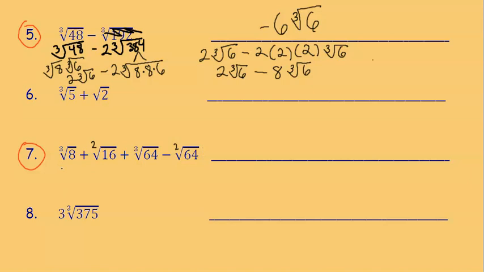The cube root of 8 is 2. The square root of 16 is 4. The cube root of 64 is 4. And the square root of 64 is 8. If you combine those together, you'll get 2. That's your simplified expression. Try the rest of these questions on your own on this page, and then move on to the next page.